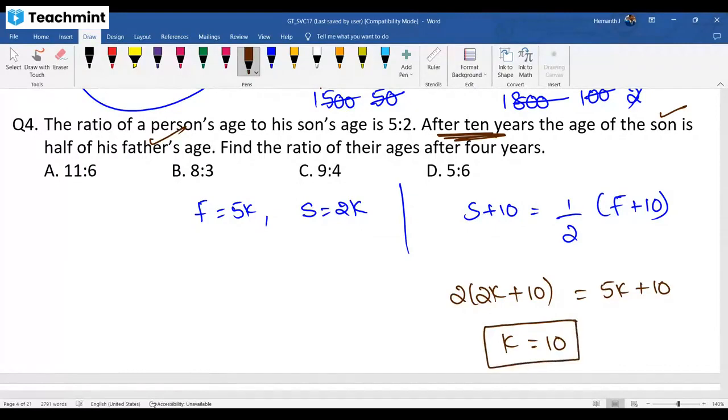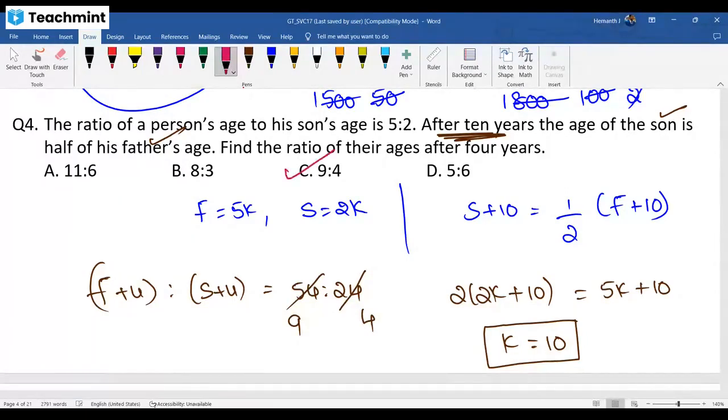Now they're asking, after 4 years, what is the father and son age ratio? As the K value is 10, the present ages are 50 and 20. So after 4 years we get 54 and 24. If we cancel, 6 fours are 24, 6 nines are 54. So 9 is to 4 is the ratio. Option C is correct, 9 and 4, my dear friends. Very good. So you see this is related to ages.